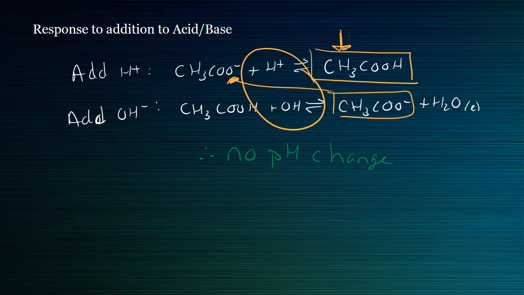Now the only problem with buffer systems is, let's say we constantly keep adding our H plus. That means we're going to overload the system, and eventually we are going to use up all of our conjugate base. That means you're going to overthrow the system to where the buffer doesn't work, and 1 milliliter extra of that acid could throw the whole system out of whack.